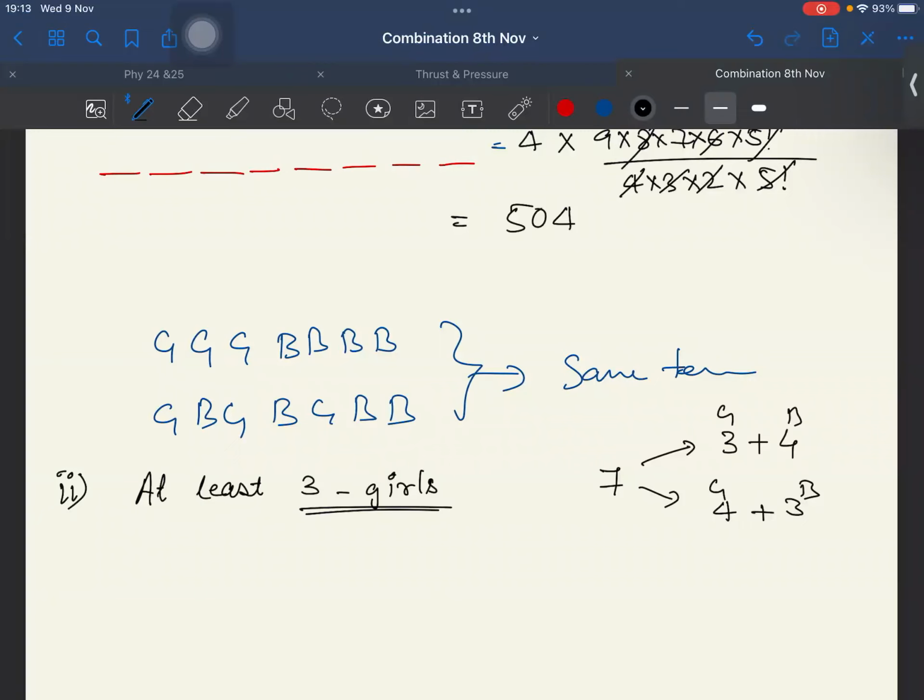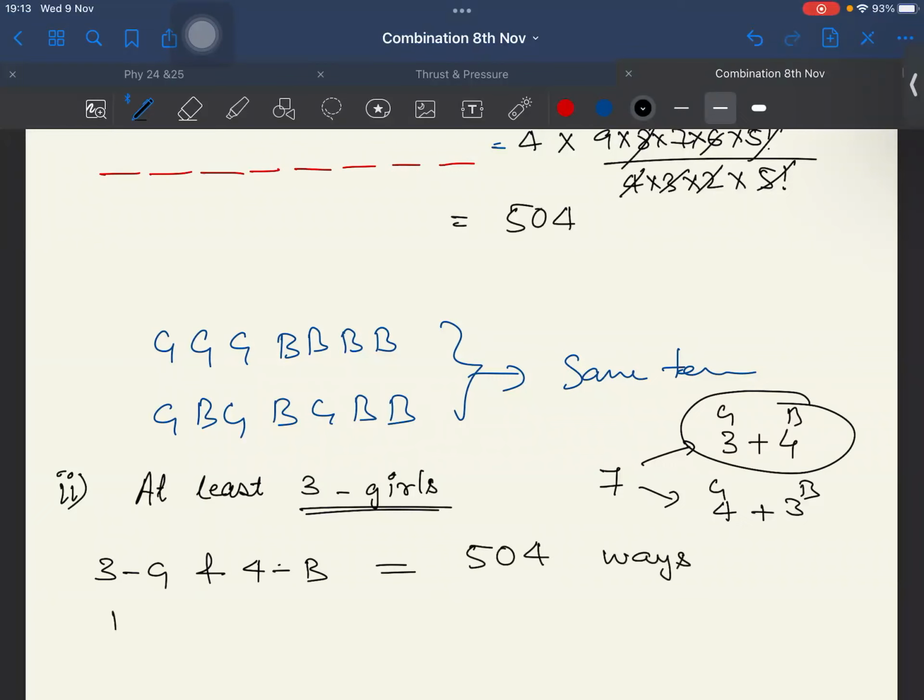Now, we have already solved the first part, right? So 3 girls and 4 boys, we have already solved. We have got 504 ways, right? It can be done. Now 4 girls and 3 boys, how can we do it?